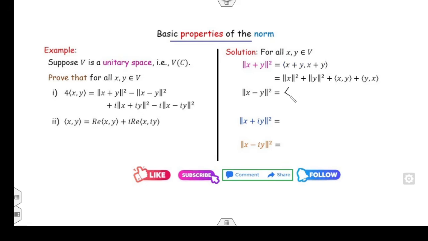Similarly, how can you write that? That is my (x minus y, x minus y). If you open that, (x, x) is norm of x square minus (x, y) minus (y, x) plus norm of y square. Fine. Similarly, how can you open that? I can write it as (x plus iota y, x plus iota y).